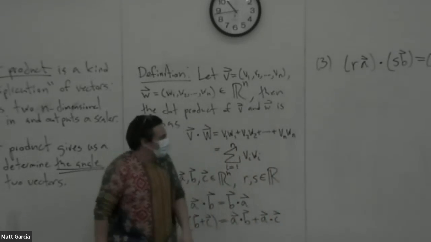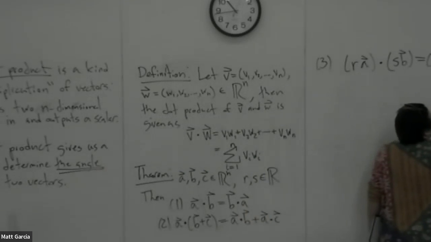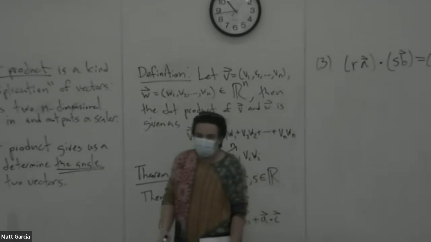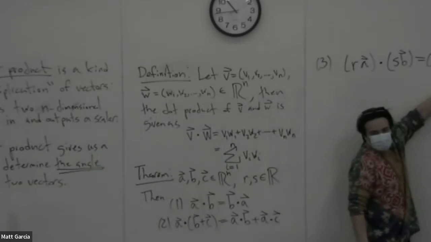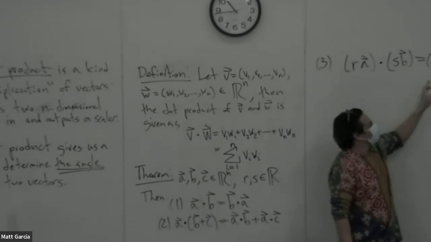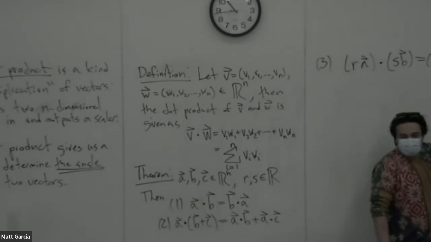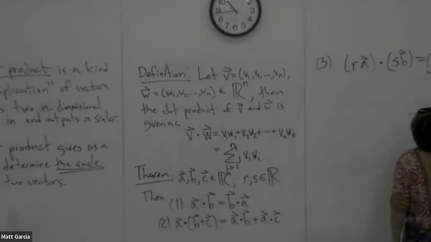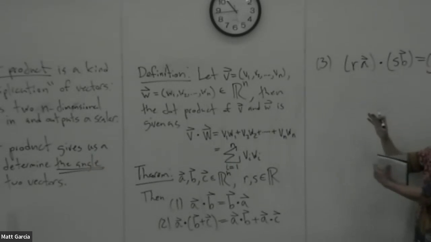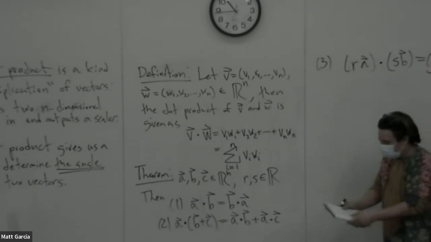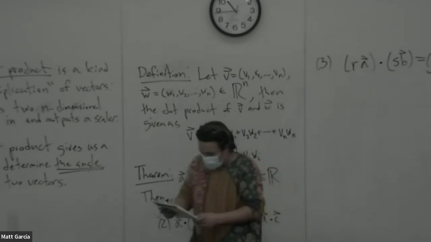What's my output here? What is this quantity? Yeah, it's a scalar, right? Because the dot product output is a scalar, and r and s are scalars. So this is just a real multiplication of real numbers, right? Whereas on the right, we have a scaling, and then a dot product, which is also a scalar. Okay.